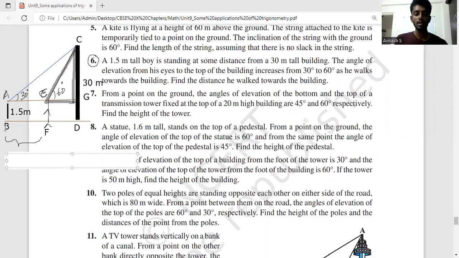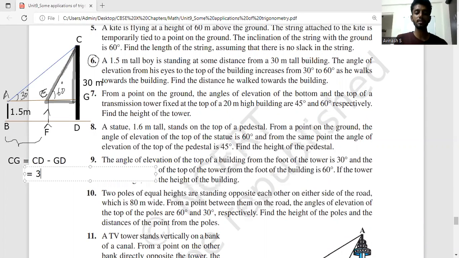So how do I write it? CG is nothing but CD minus GD. So now CD totally is 30, minus GD, which is 1.5.